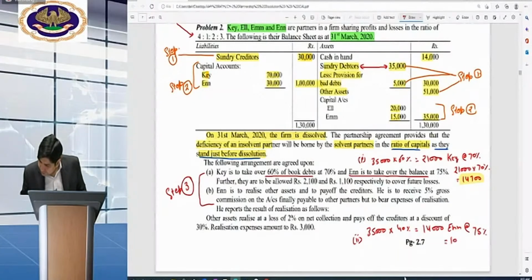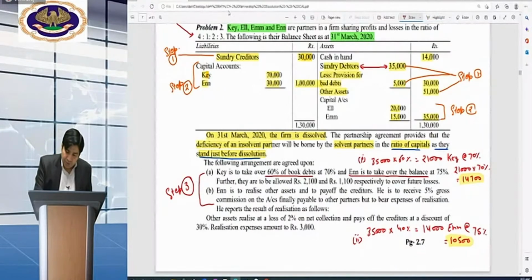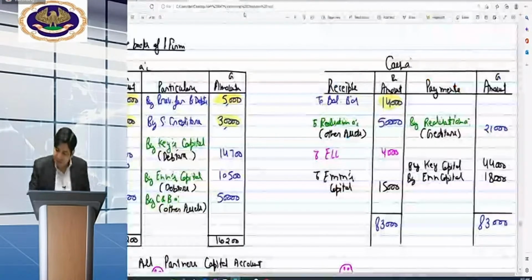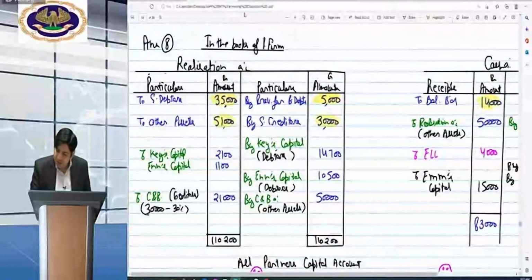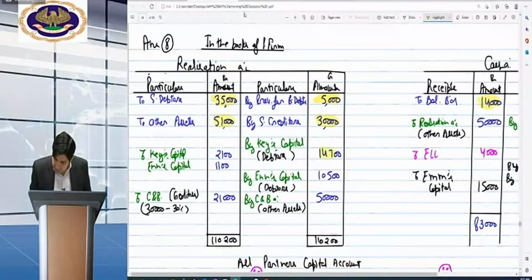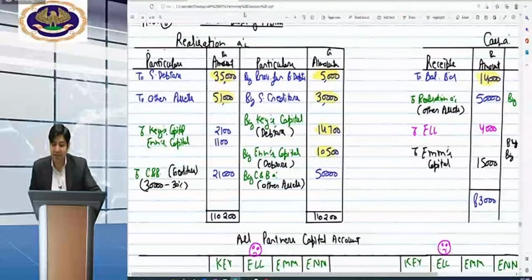10,500 is the agreed value of this amount. Okay, beta. So for this, N will be debited, and for 14,700, Key will be debited. So beta, come back to the solution which I have already provided you. See, the relevant step is there. Mr. Key will be debited and Mr. N will be debited, and correspondingly posting will be in the partner's capital account.